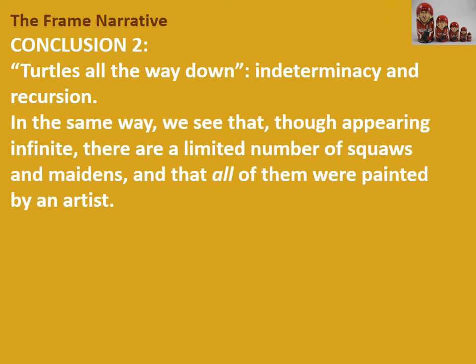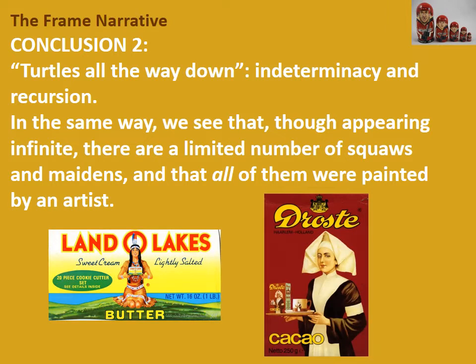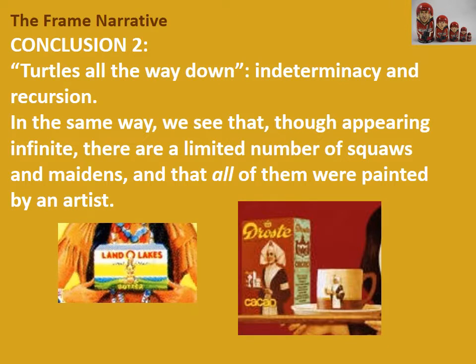In the same way, we see that though appearing infinite, there are a limited number of squaws on the butter box and maidens on the Droste box, and that all of them were painted by an artist. You see, it's an illusion, right? If you look closely, there's really only 2 squaws, and there's really only, I guess, 3 cocoa maidens, although the illusion makes it seem like they're infinite, right? Look closely. You can really only see 2 Indian women. And I guess you can see 1, 2, 3, 4, maybe 4 women on the Droste box.